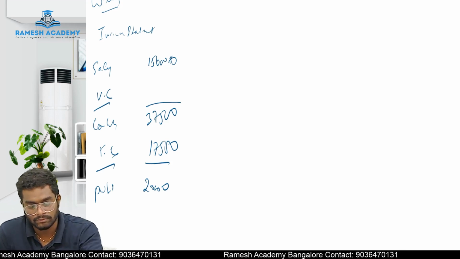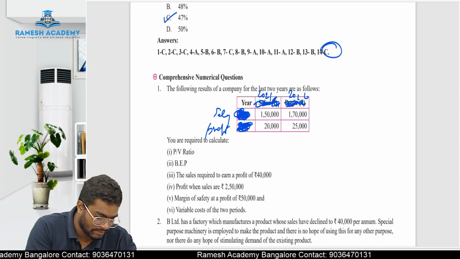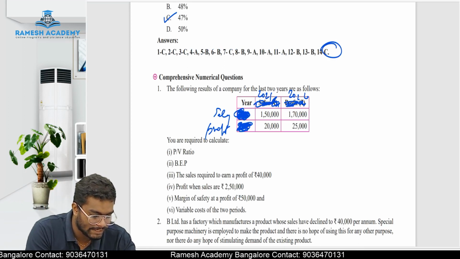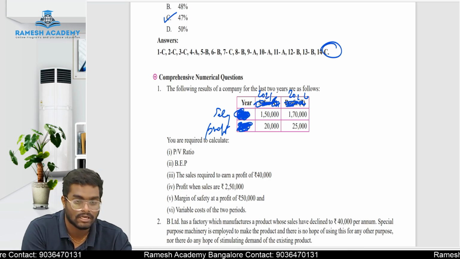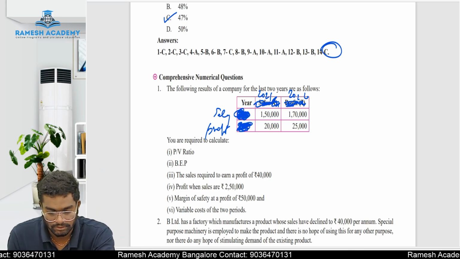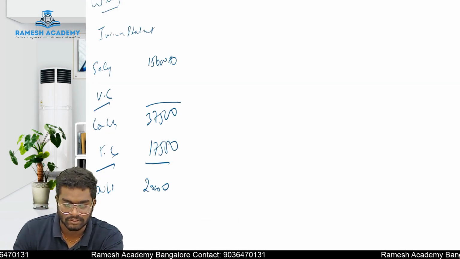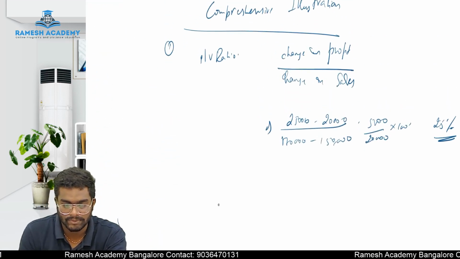So 2022, my sales is 1,70,000 into 0.25 contribution. I'll deduct 17,500 of my fixed cost. I'll get 25,000 as profit. So I have the PV ratio, I have the fixed cost. So then I can calculate BEP.